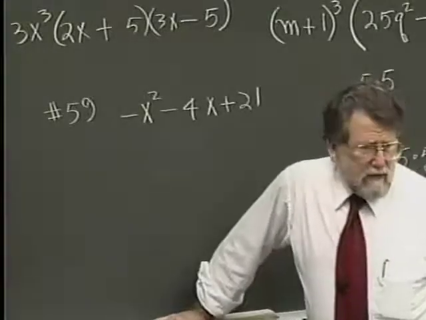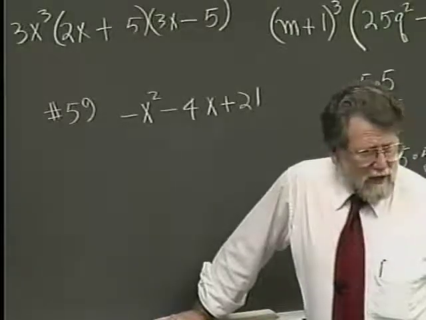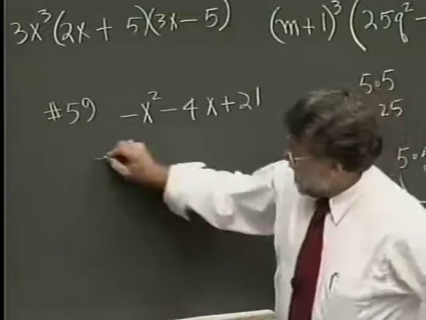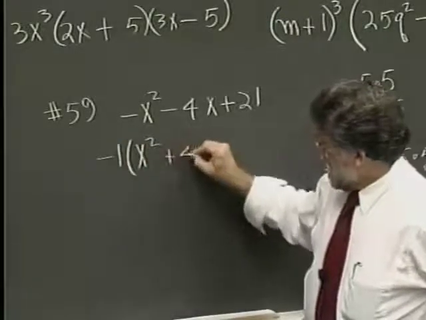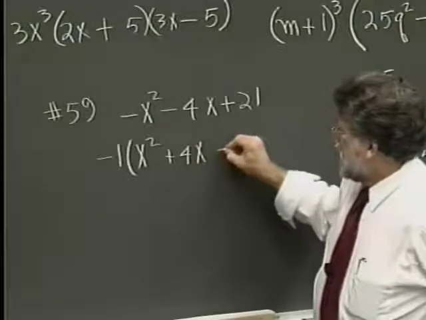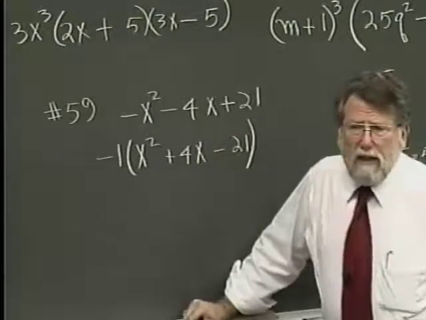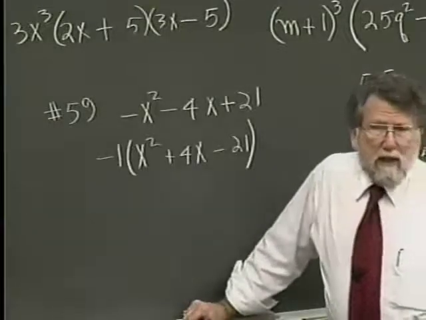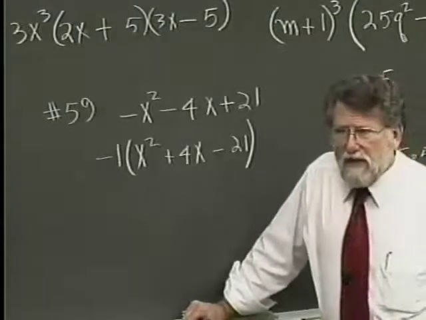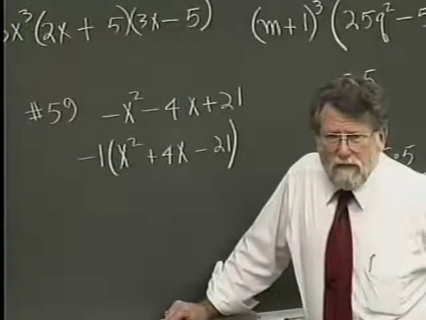As I look at this, I don't want a negative x squared. I want an x squared. I want life to be good. So I'll factor out minus 1. X squared plus 4x minus 21. Okay? Doesn't that allow me now to play the game the way we've been playing? Now I'm looking at a difference because of that third term. Who sees it?